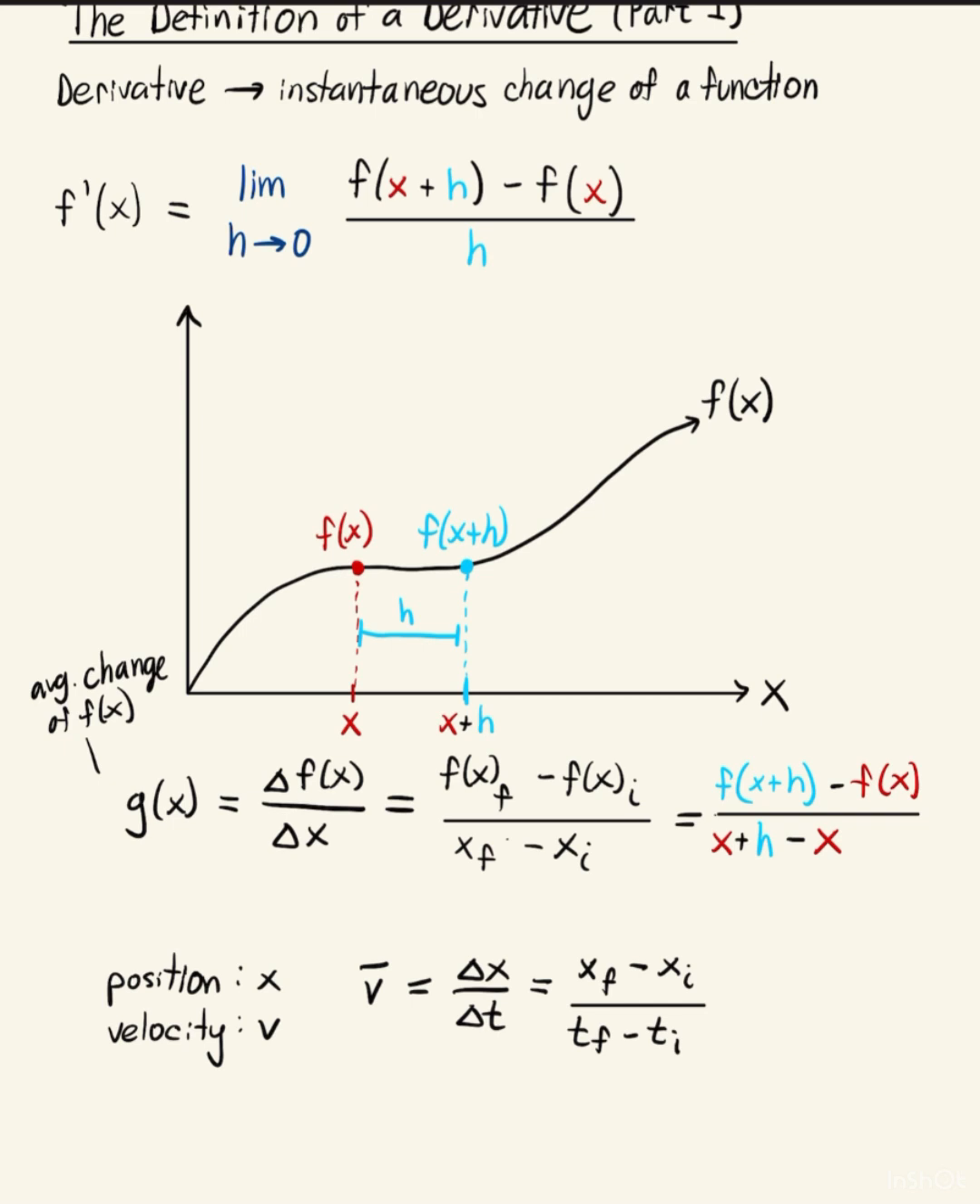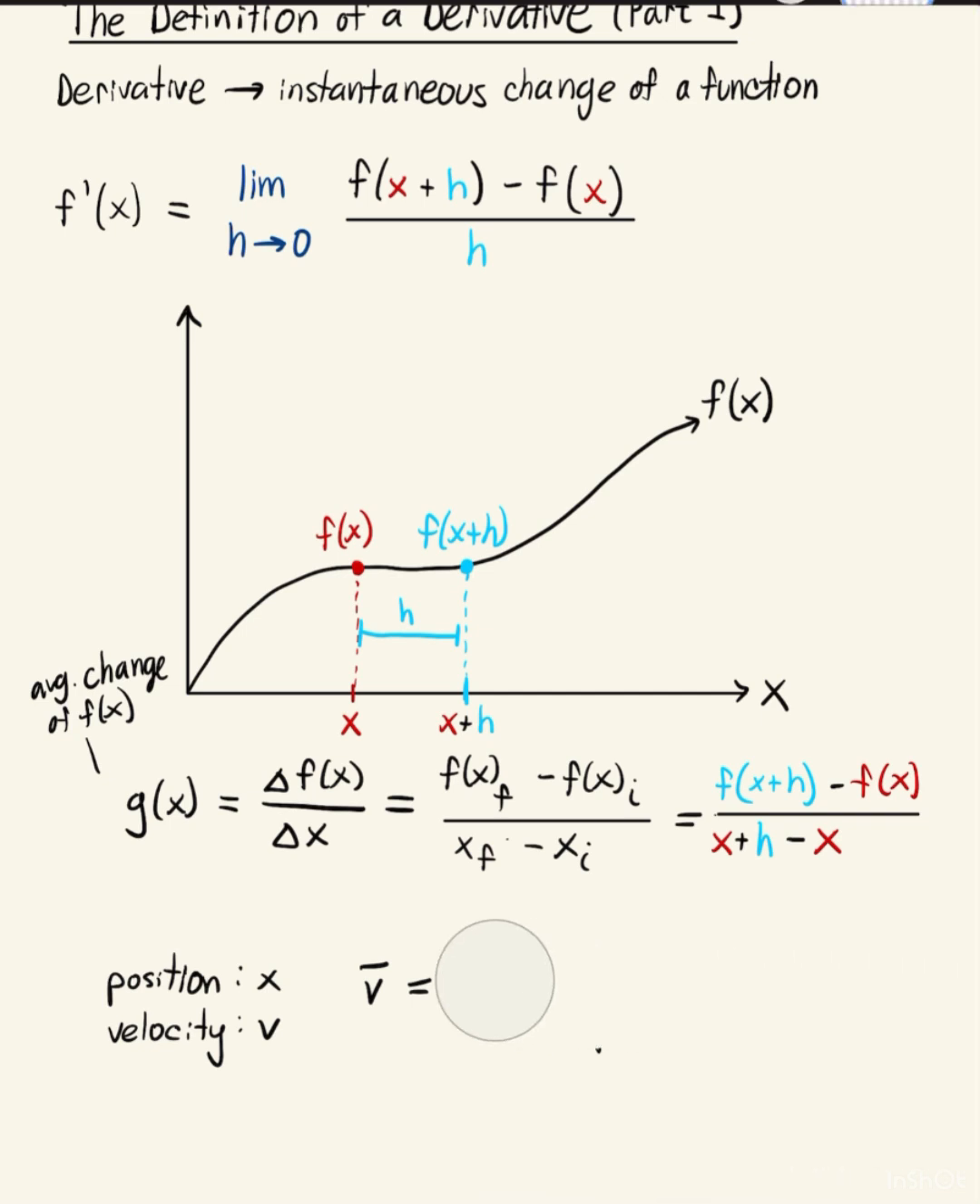The average velocity we said was the average change of the position. Likewise, the average change of f, which we said was g of x, is just the change of f over the change of x. And the change of f is f of x plus h minus our initial value of f of x, which is just f of x, over our final x value, which was x plus h, minus our initial x value, which was just x.